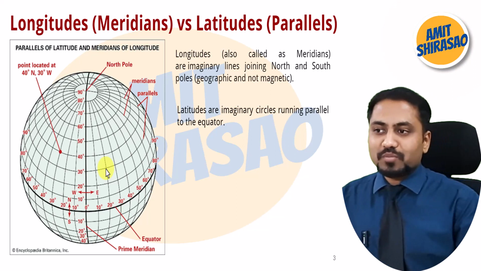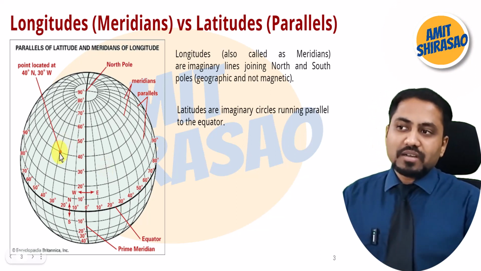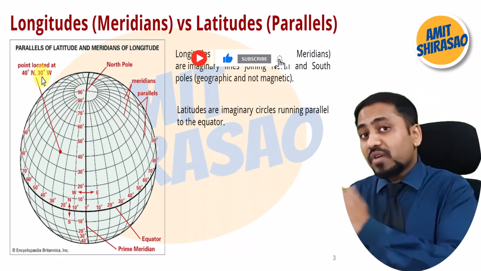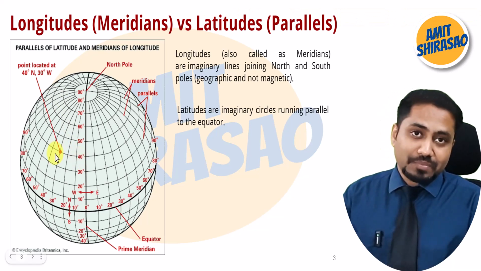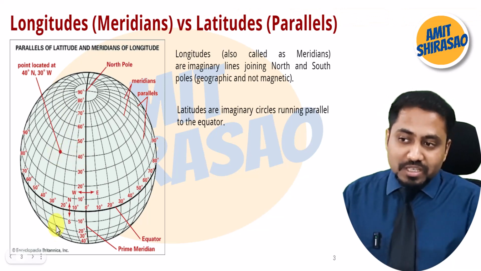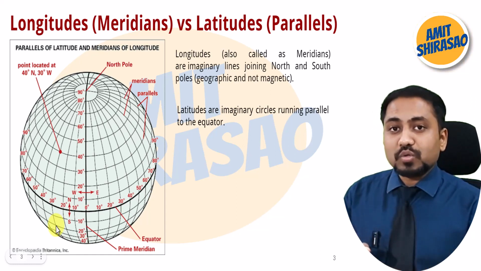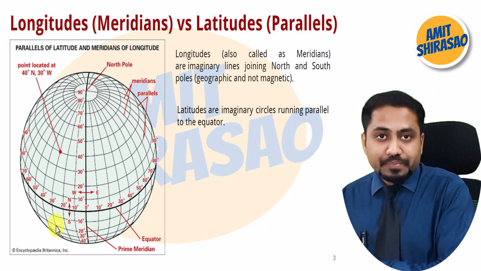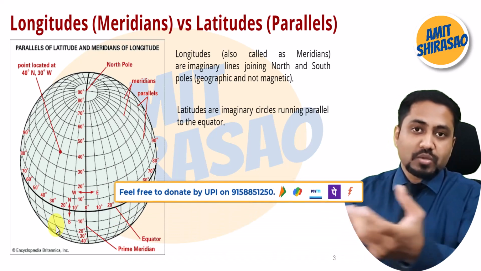Okay, similarly, suppose this point will be 40 degrees north and 30 degrees west. Why? Because it is to the west of the prime meridian. Similarly, let us say this particular point, it will be 20 degrees south comma 30 degrees west. Okay, so this is how you plot various points on the surface of the earth.